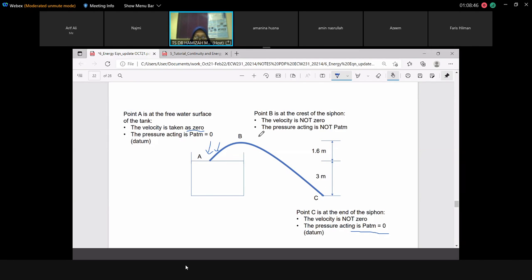Okay, now we have the point B at the crest. Velocity is not 0 because the water is moving. And the pressure is also not 0 because it is not the atmospheric pressure. Okay, this part you need to understand first. We will cancel the parts that are 0 first.